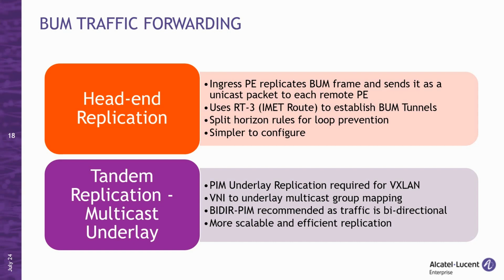The other one is to use tandem replication, which uses a multicast-enabled underlay network. The PEs will require a mapping between the VXLAN VNI and the multicast group IP address, so this method is more efficient than head-end replication since only one copy of the frame is sent. The ALE AOS EVPN implementation is based only on head-end replication for EVPN.